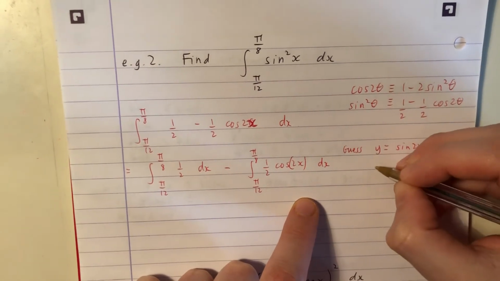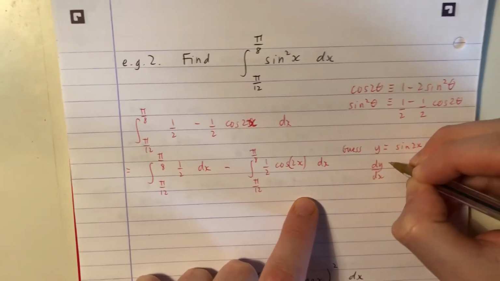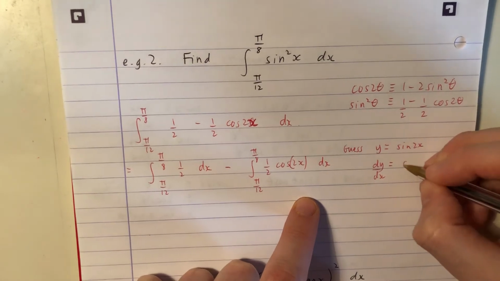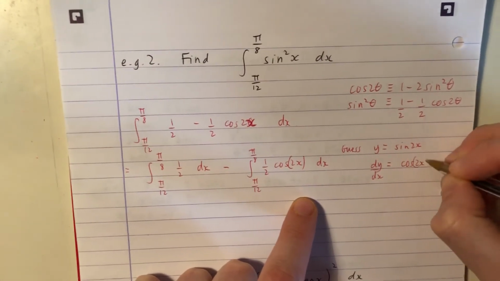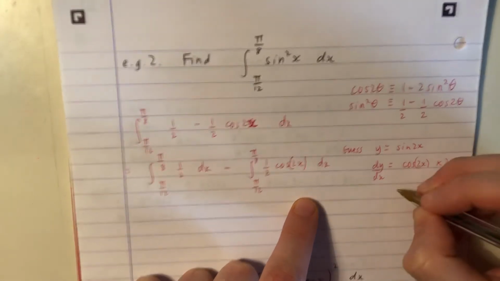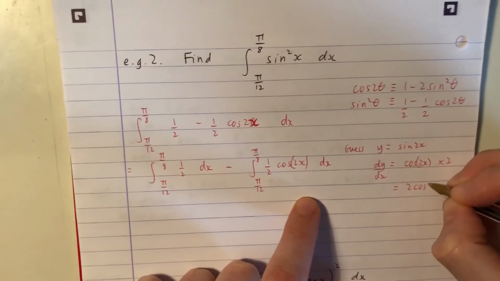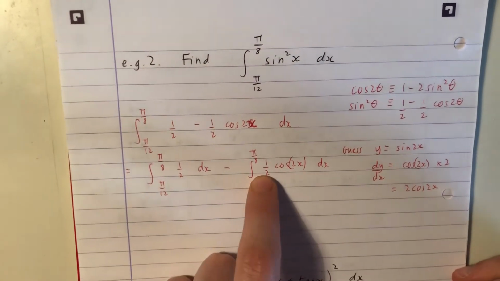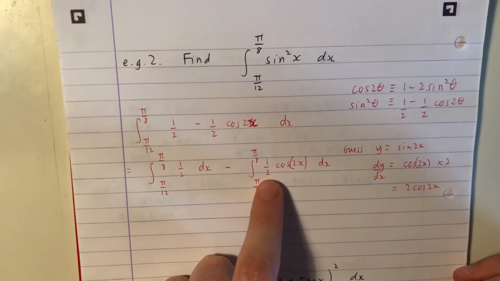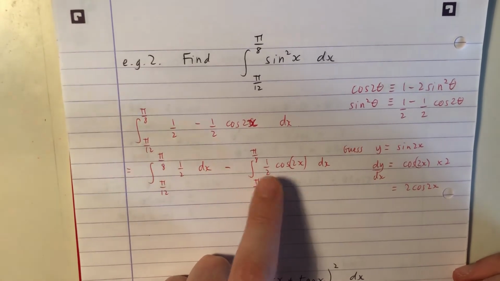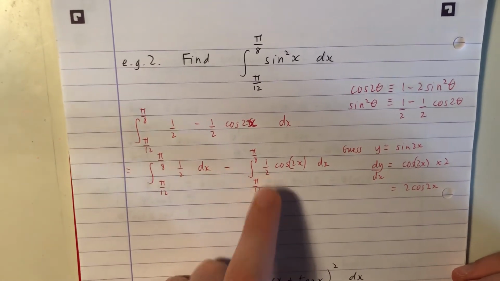See how bad the guess is. dy/dx is equal to, well, sine goes to cos, but you've got to remember to times by 2. So that is 2 cos 2x. We wanted a half. So the guess is out by quite a bit. So it's out by a factor of 4.